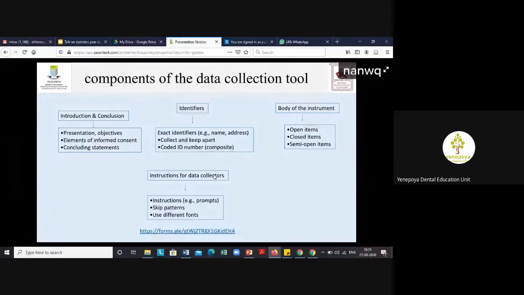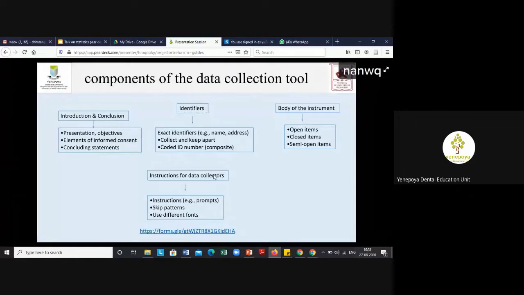So it can be an open-ended question, a closed-ended question, or a semi-open-ended question. Do not worry, what are these? I will tell you in the next few slides. Instructions for the data collectors should always be there. In case you are having data collectors, you should always instruct them how to collect this data. It can be in terms of instructions already in the pro forma. You should explain to them the skip patterns as well. Like when you formulate a question, if the answer is no to one question, you should directly go to question number 10. All these things should be explained to the data collectors beforehand.